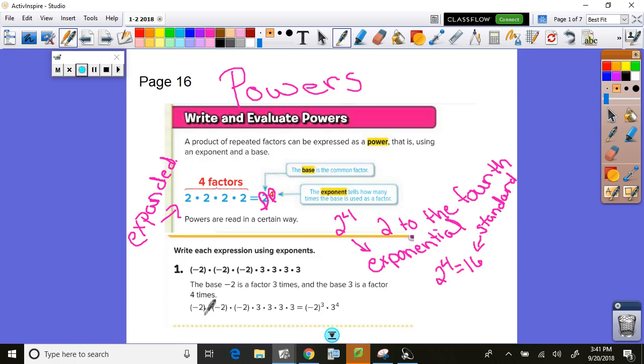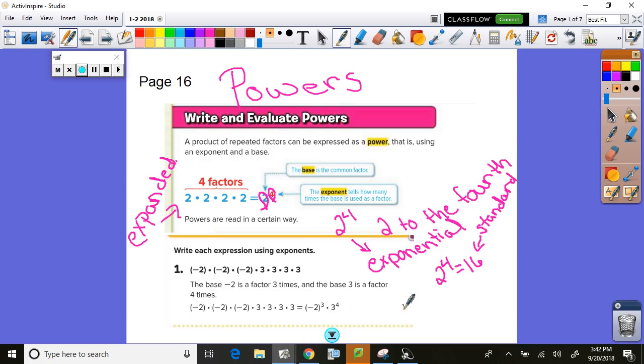Our first example here has -2 times -2 times -2 times 3 times 3 times 3 times 3. These parentheses are very, very important because that means I'm raising the whole -2 to a power. And the 3 isn't negative, it's positive, so I don't need parentheses. When in doubt, use parentheses. So here I have 3 -2's, so that's -2 to the third. Notice the exponent is outside the parentheses, times 3 to the fourth.